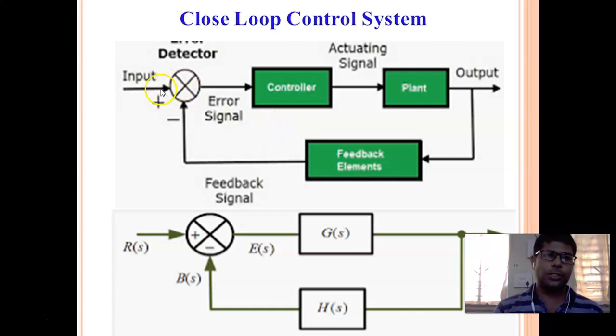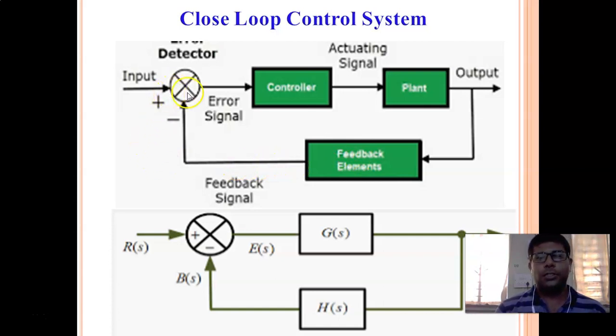In a closed loop control system, we apply input to the controller. The controller produces an output and gives it to the actuating signal, or the actuators, and the actuators give it to the plant or process, which then produces the output. But what output is the system producing? The feedback element senses the output, and it is given back to the input.